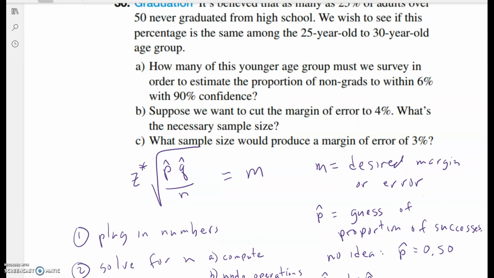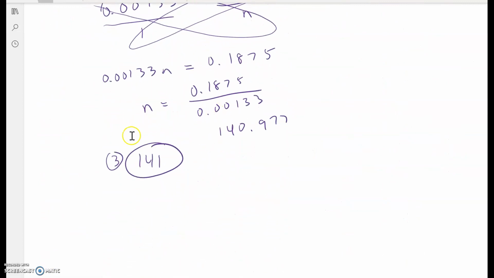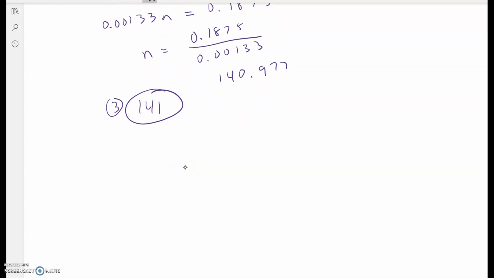All right, now a quick side note to this. In real life, you'd probably want to have like maybe 150 or 160 people, because no matter how careful you are with the research, there's always going to be a few individuals who drop out of the study or refuse to cooperate or whatever. And so you might need 150 people, so that after people drop out, you still have at least 141.